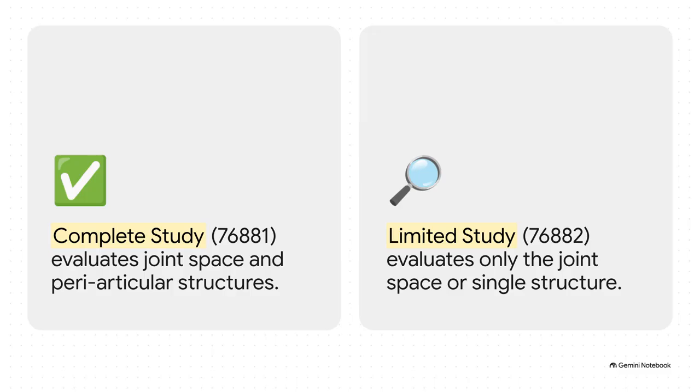For a complete study, that's CPT 76881, the documentation requires a real-time evaluation of both the joint space and the surrounding periarticular soft tissue. If the radiologist only evaluates the joint space, or maybe just a single anatomic structure, you absolutely must downcode that to the limited study, which is CPT 76882. And keep in mind, both of these codes are unilateral by default, so you're going to need that modifier 50 if the study was done bilaterally.